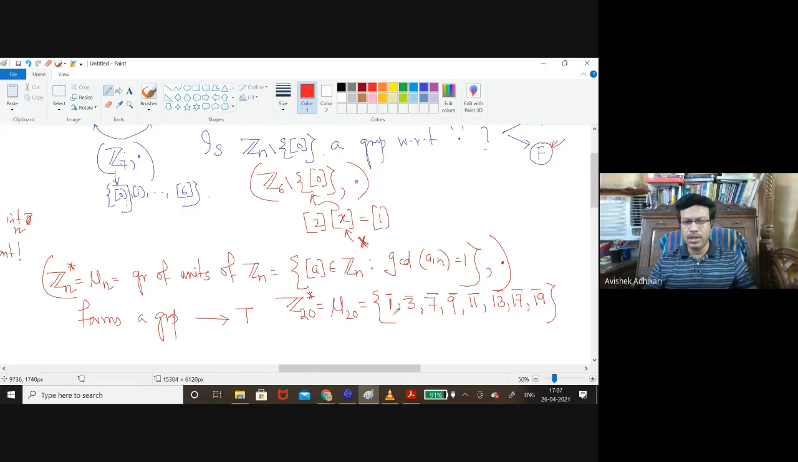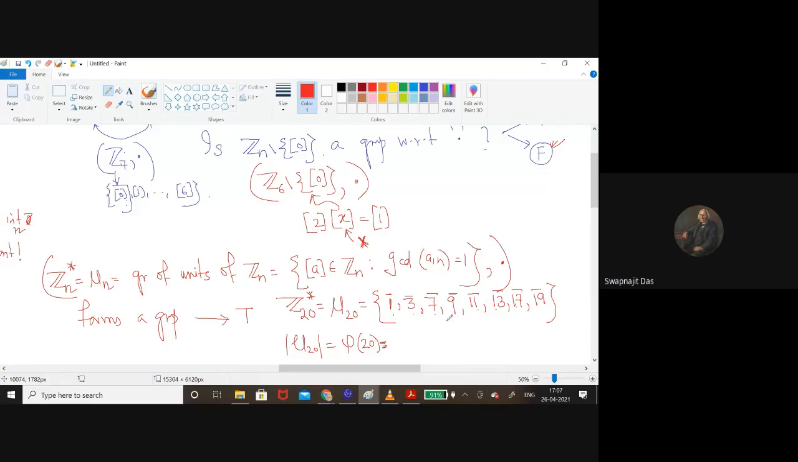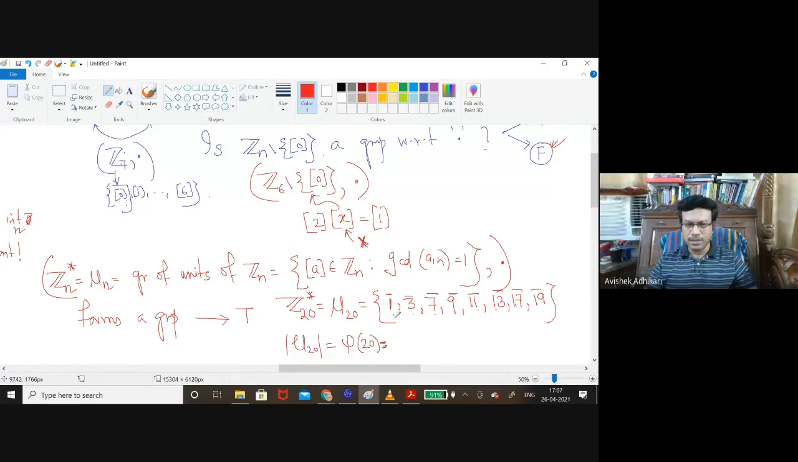So altogether 8 elements. Now, as I mentioned in my last class, what would be the cardinality of this? That means all such elements which are relatively prime to n, and that is nothing but phi of n, that means phi of 20. Quickly, can you tell me what is phi of 20? 8. Yes. So the cardinality of this set is exactly 8.